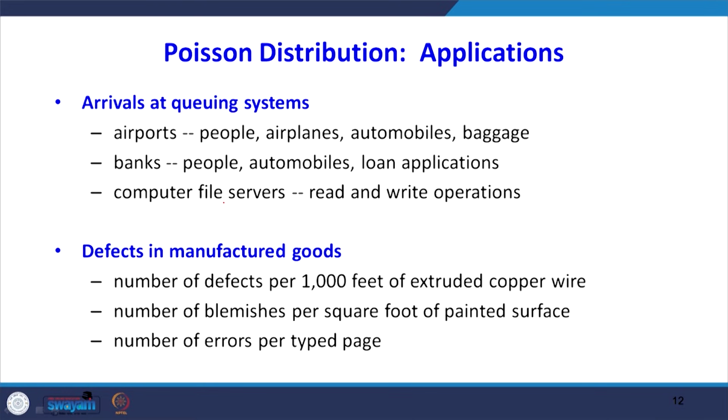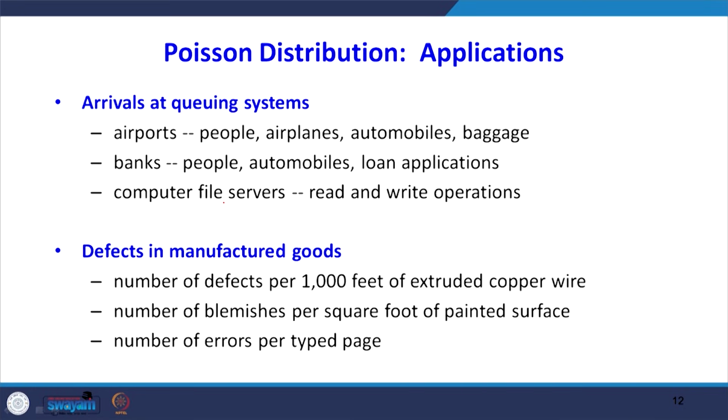Some examples of applications of the Poisson distribution: arrivals at a queuing system follow a Poisson distribution. At any airport, people may arrive, airplanes may arrive, automobiles may arrive, baggage may arrive, and that follows a Poisson distribution. In banks, people, automobiles, loan applications, this arrival pattern follows a Poisson distribution. In computer file services, read and write operations follow a Poisson distribution.